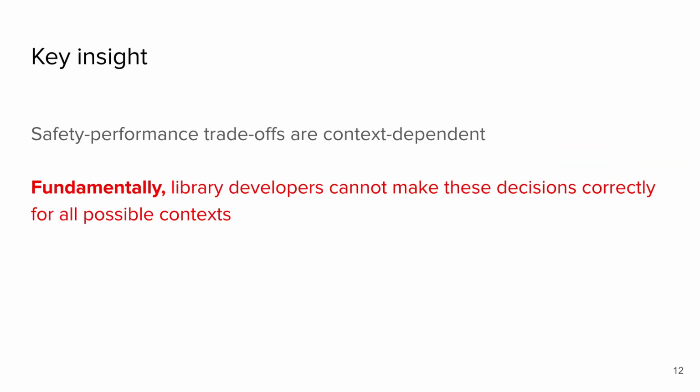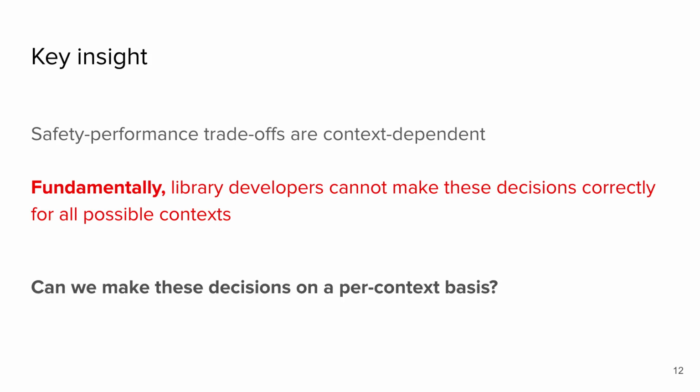Since bounds checking decisions are context dependent, library developers can fundamentally never make bounds checking decisions that are correct for all possible contexts, yet they are put in a position where they have to anyway. Instead of making library developer bounds checking decisions correct, since they fundamentally never can be, what if we make those decisions on a per context basis?